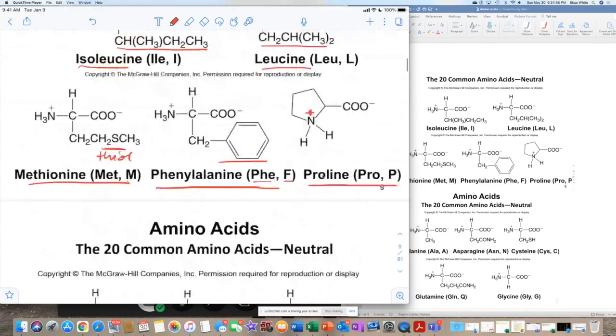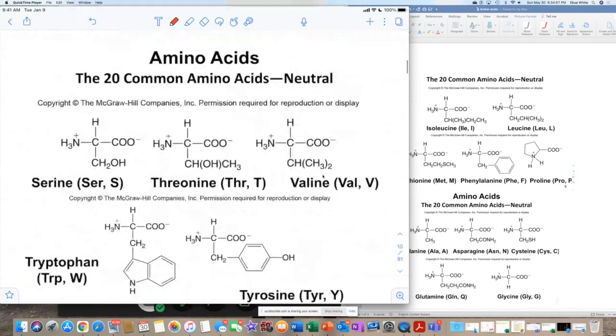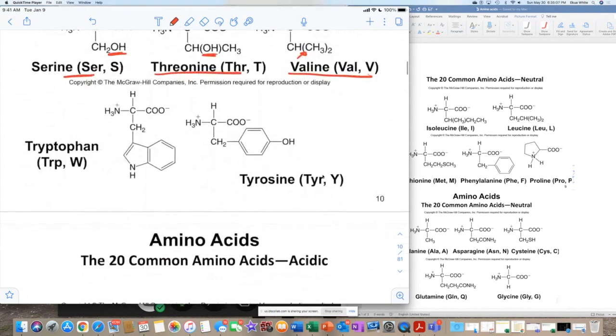And then we have, let's see, we're still dealing with the neutral ones, right? Then we have serine, this has an alcohol side group. Threonine has an alcohol. Valine doesn't have an alcohol. Tryptophan, it has this group right here. Tyrosine, it has this alcohol.